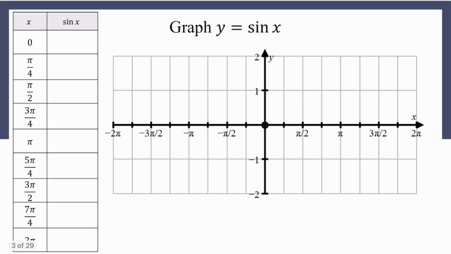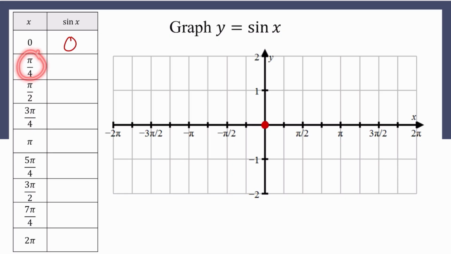Okay, the other thing that you're going to want to do is look at the unit circle. I'm looking at a table of values over here, and I'm looking at 0, pi over 4, pi over 2, and so on. And I'm going to look at the unit circle, and I'm going to identify the sine. So the sine of 0 is 0. So I'm going to plot a point at 0, 0 on the origin.